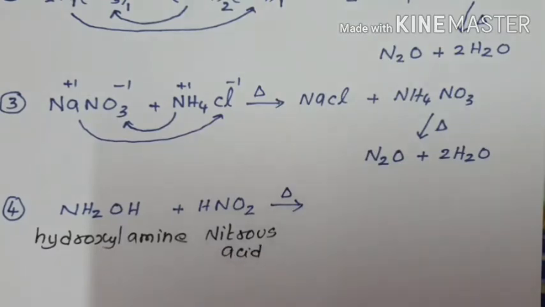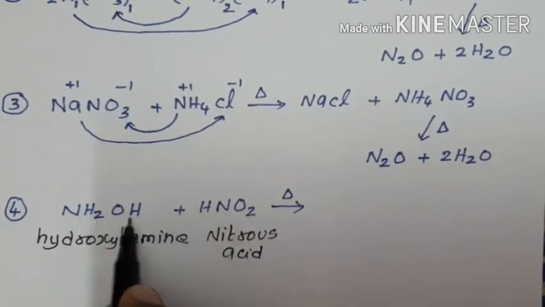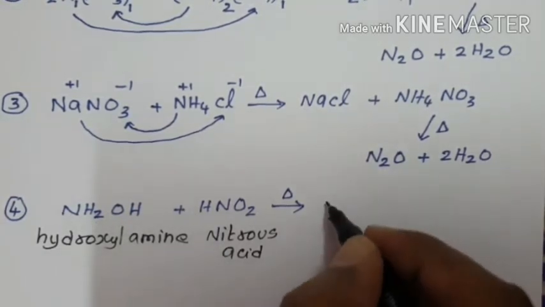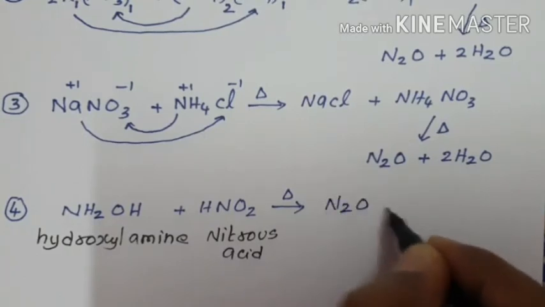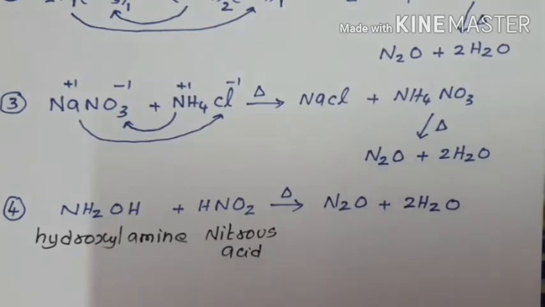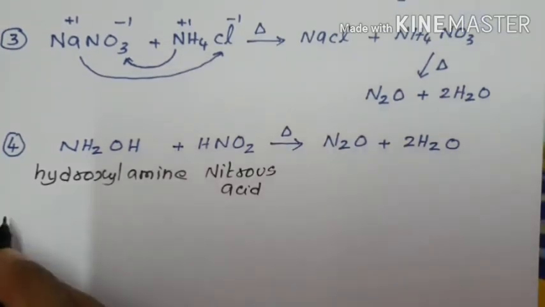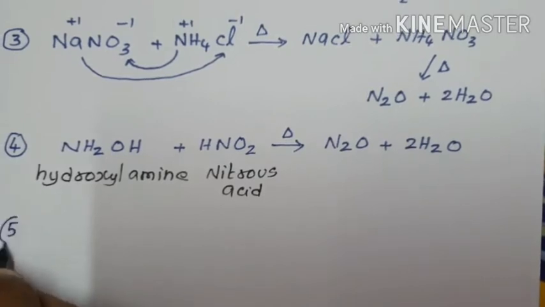Nitrous acid, nitrogen is in +3 oxidation state. So again it gives N2O. The total number of hydrogens is 4, therefore there is loss of 2 water molecules. So hydroxylamine when boiled with nitrous acid gives nitrous oxide. Fifth method of preparation of nitrous oxide.